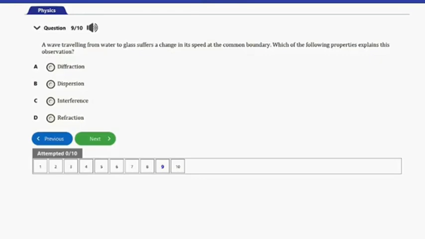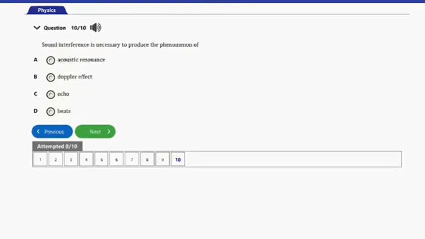Let's go ahead and consider the next and last question, guys. So guys, the next and the last question we have here is question number 10. It says, sound interference is necessary to produce the phenomenon of A. Acoustic resonance, B. Doppler effect, C. Echo, D. Beats. So guys, the answer to this question is option D, that's beats. So guys, that's it for this question, and this is where we'll end this video for today.